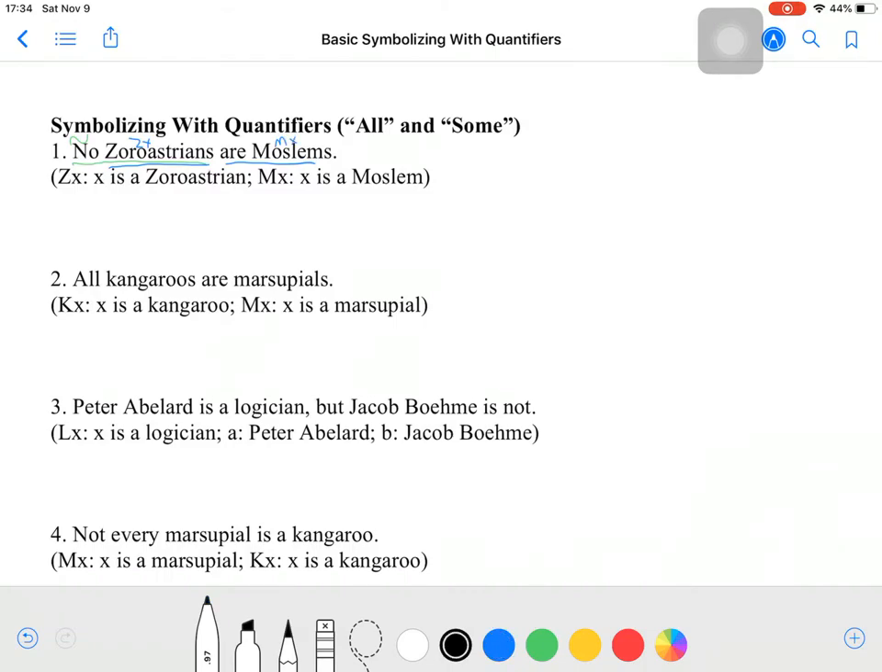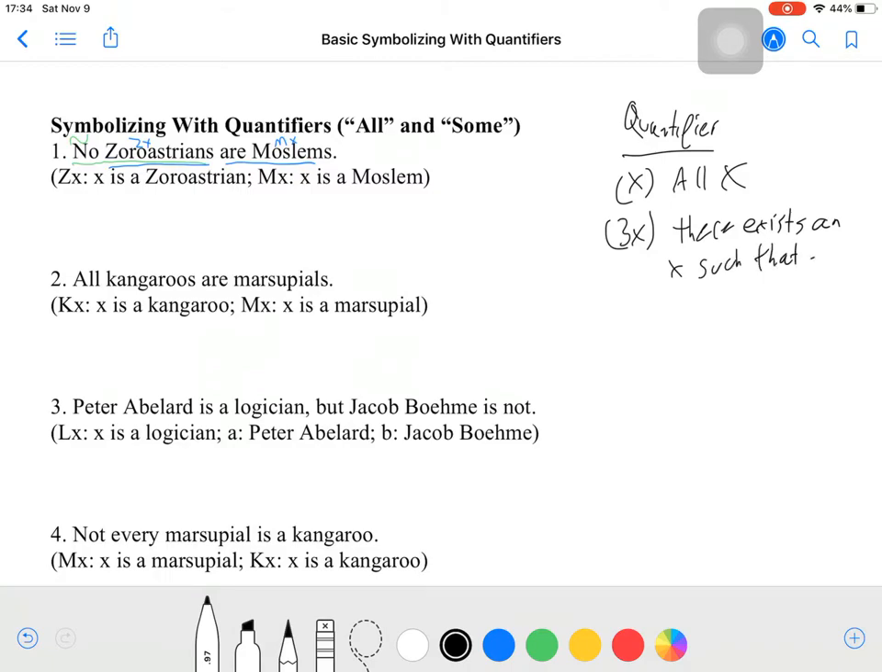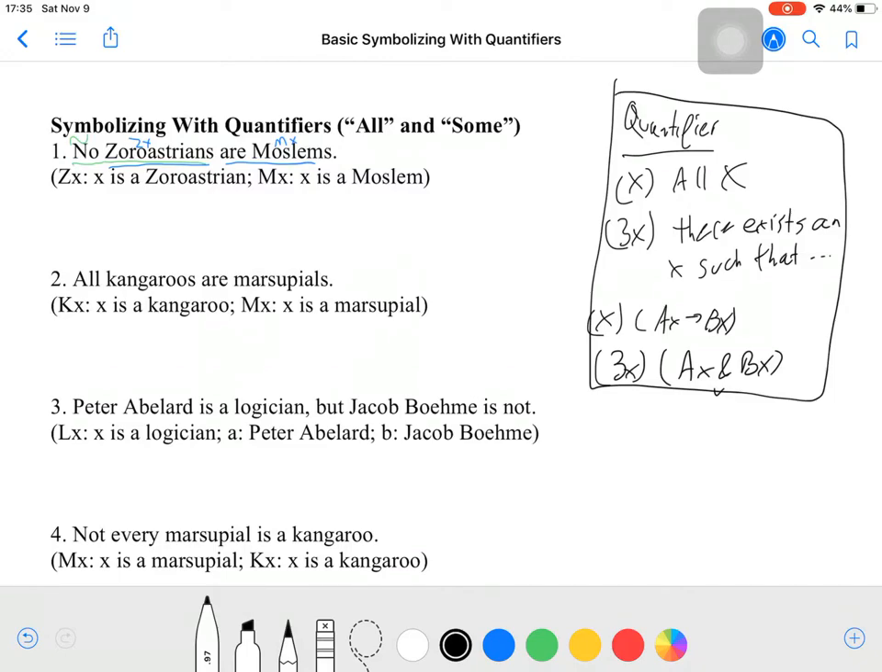So when we go to translate this, we have to figure out what kind of quantifier do we want. And for quantifiers, we have two options. We have a universal X, which means all X. We have an existential X, which means that there exists an X such that blah blah blah. And it's common to see these types of things. So for all of X, if X is an A, then X is a B. That's a pretty common form. For existentials, it's usually something like this. There exists an X such that X is both an A and a B, or a B, etc., etc. So keep these in mind as we go through these translations.